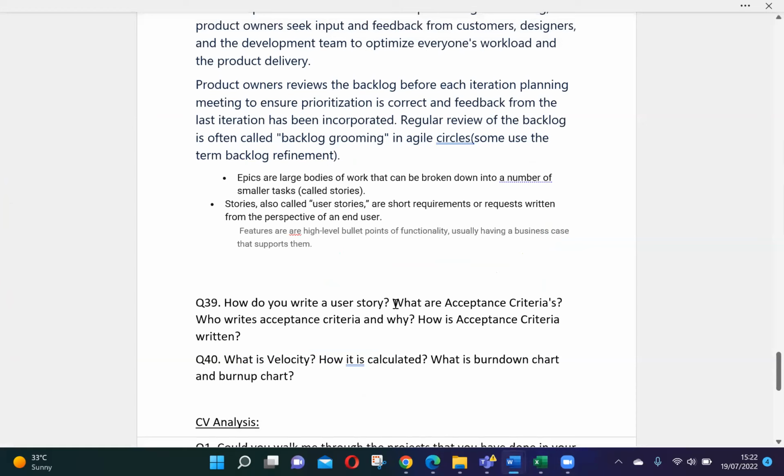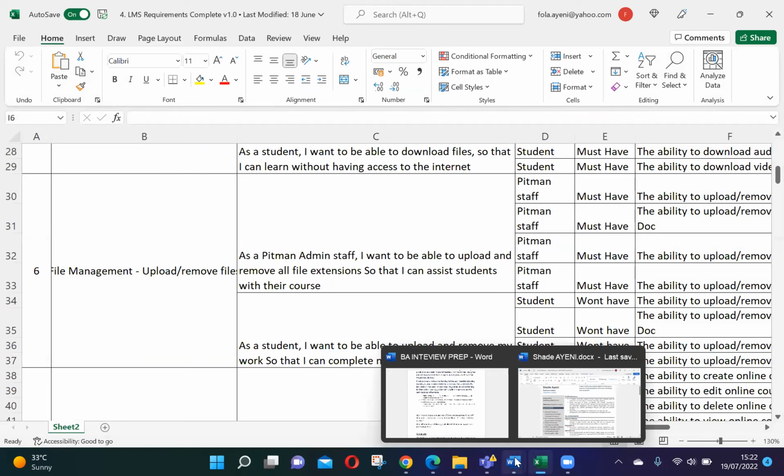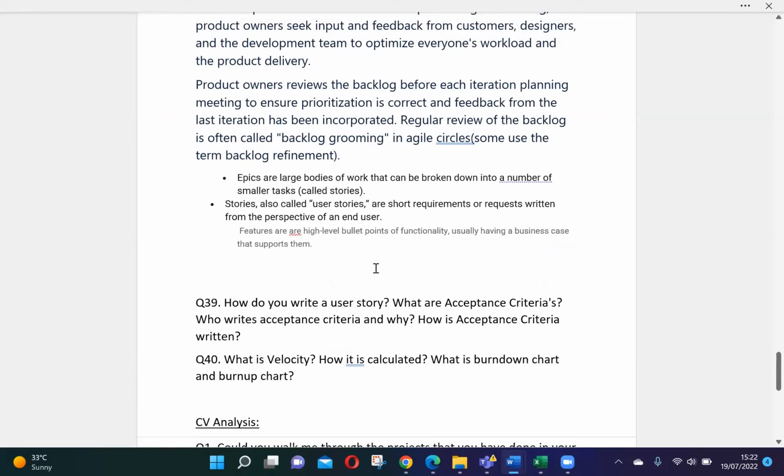Okay, then stories are the breakdown. Stories are the user stories, whatever you have written: as a user, I want to be able to do this. Okay, and then features. So features are high level.